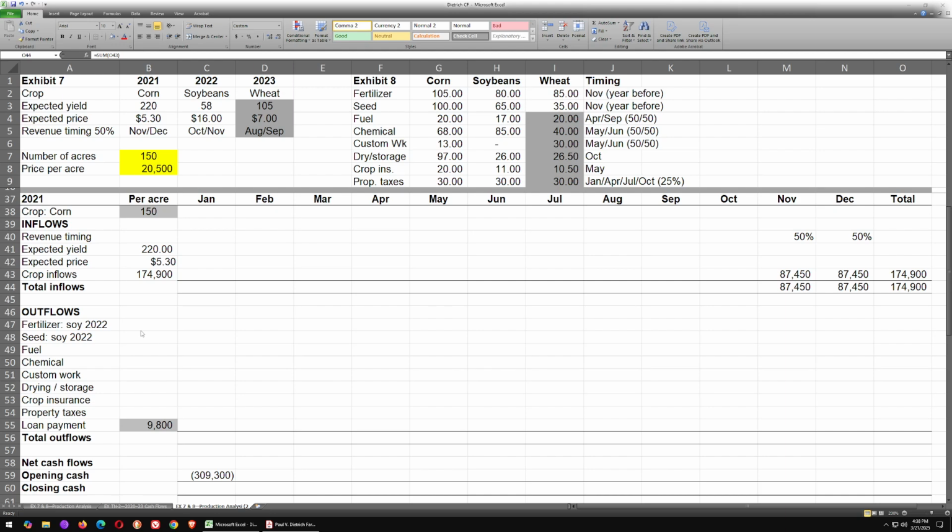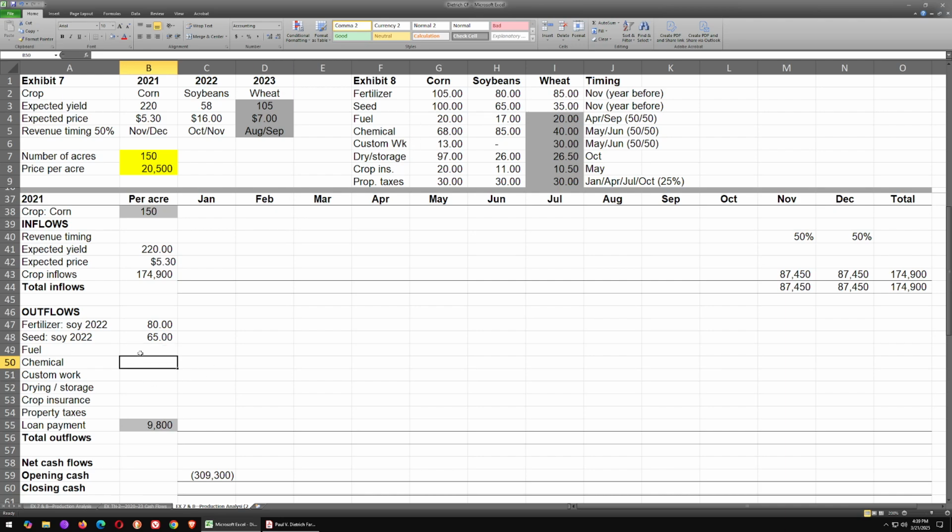Now here, let's be careful. In November, we need to fertilize and seed for soy, right? So I'm going to say equals the $80 per acre here and the 65 here. But the rest of these outflows are going to be corn related outflows. Now, you notice here that I've got fuel, chemical, custom work, drying and storage, crop insurance, and property taxes. And I've got the same list here, or at least the same order.